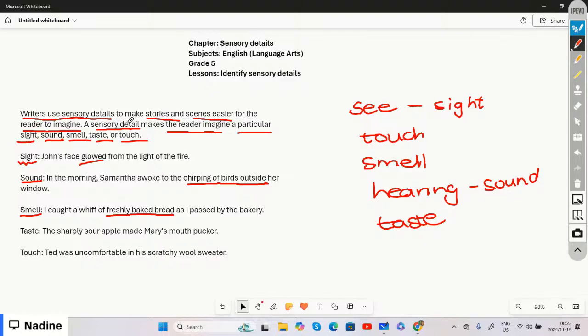And then we have taste. It says the sharply sour apple made Mary's mouth pucker. So the sharply sour apple made Mary's mouth pucker.